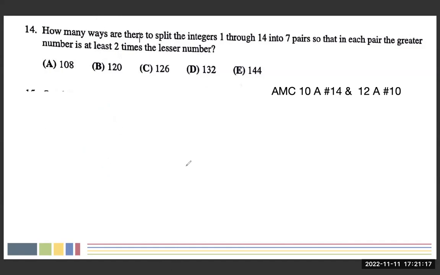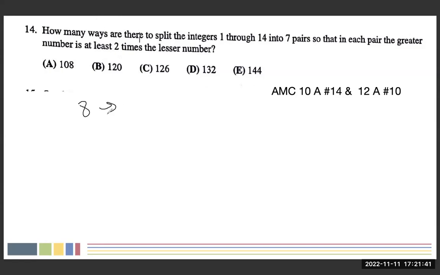What we should start with instead is the higher numbers. What I mean is the numbers 8 and higher, 8, 9, all the way up to 14, because those numbers have to have numbers smaller than them, which really reduces the number of options. So let's try that. Let's start with 8.